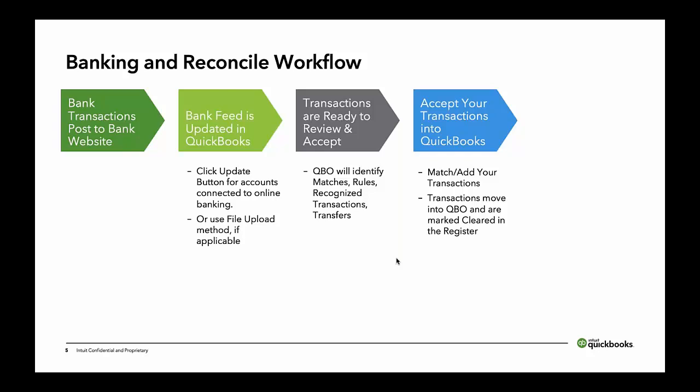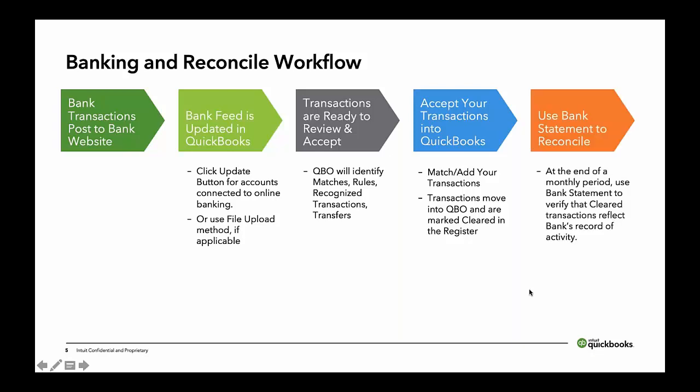So after QuickBooks Online has done that, it's kind of recognized some of the transactions, tried to match them up to records already in the books. You or your client, whoever's working in the bank feed, will accept things in, go through and match and add. And as you do that, the transactions move into QuickBooks and are marked as cleared in the register, right? Because we know that they happened at the bank. And then when the time comes, of course, we use our bank statement to reconcile at the end of the period to make sure that everything that is cleared reflects the bank record of activity. And that whole process is much smoother if we treat the bank feed like the first leg of reconciliation.